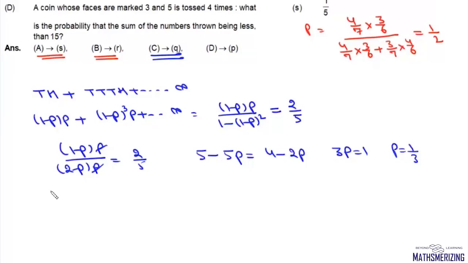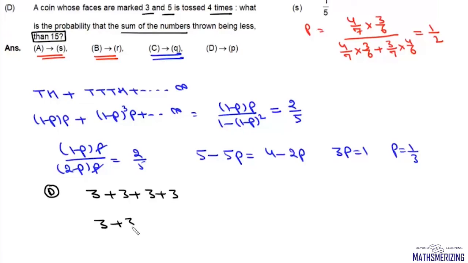Now this D is, a coin whose faces are marked 3 and 5 is tossed 4 times. What is the probability that the sum of the numbers thrown is less than 15? Now the sum of the numbers will be less than 15 if we have all 3's, or if we have three 3's and one 5. So these are the only 2 cases possible.